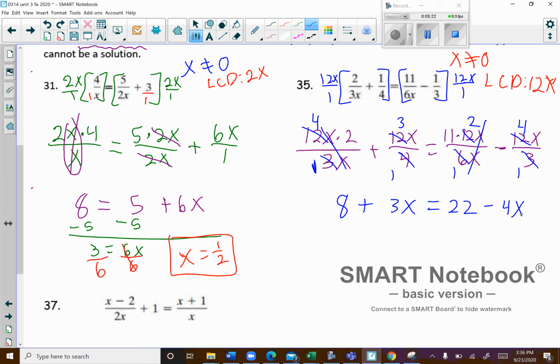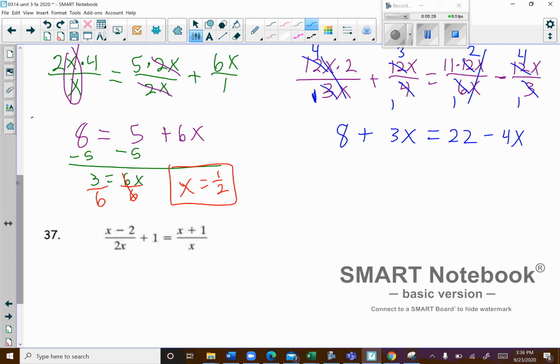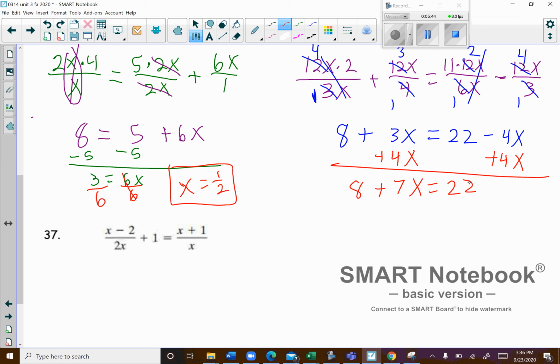All right, so now this should look like a problem we've done previously. It's just a linear equation, so we'll solve this. So let's see, I'm going to start by adding 4x to both sides. And you might want to do this differently. That's fine. This is the way I'm going to do it. 8 plus 7x equals 22. Then I'm going to go ahead and subtract 8 from both sides. And I'm left with 7x equals 14.